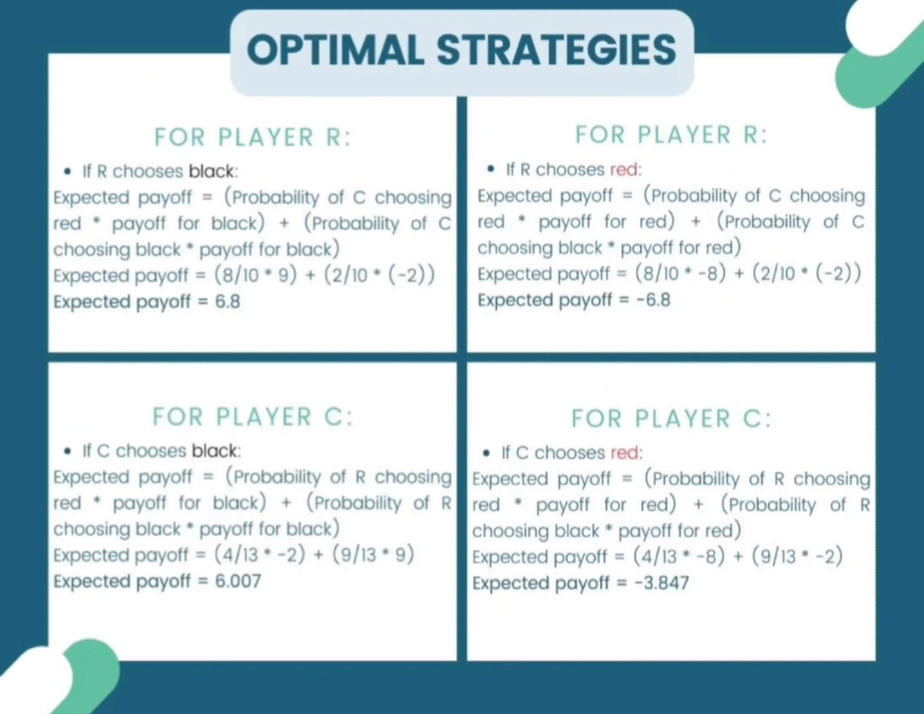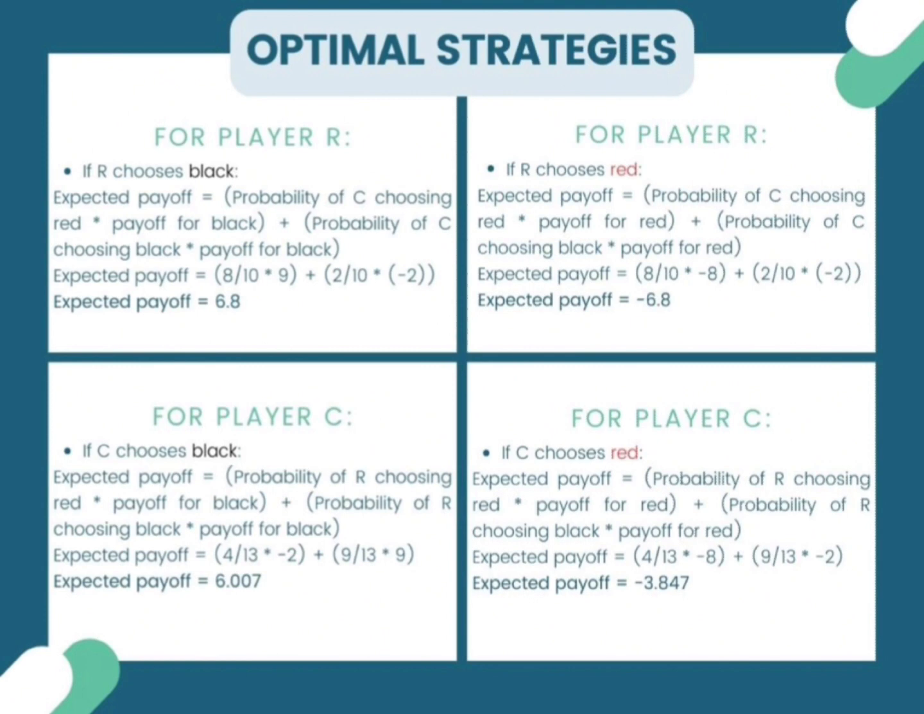Moving on to the optimal strategies, we can see the calculation for each expected payoff for each player according to the colors red and black. If player R chooses black, the expected payoff equals 6.8, and if player R chooses red, the expected payoff equals negative 6.8. If player C chooses black, the expected payoff equals 6.007, and if player C chooses red, the expected payoff equals negative 3.847.